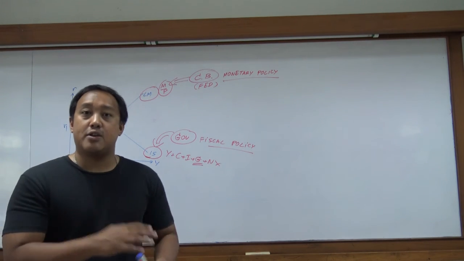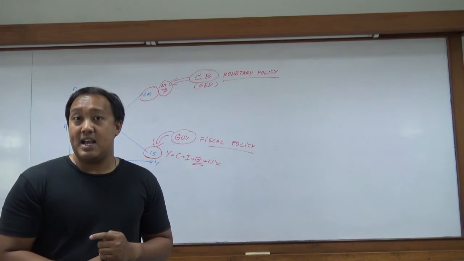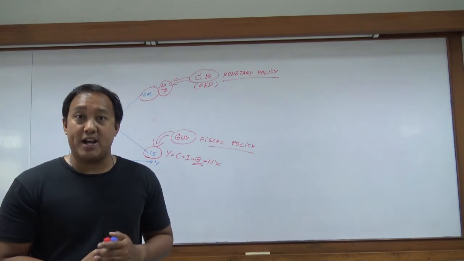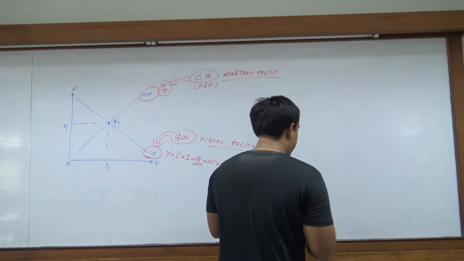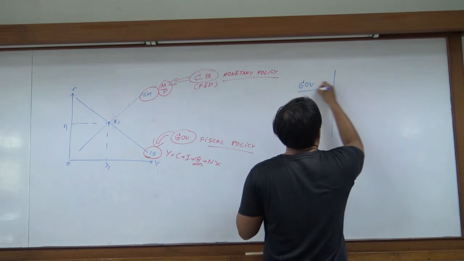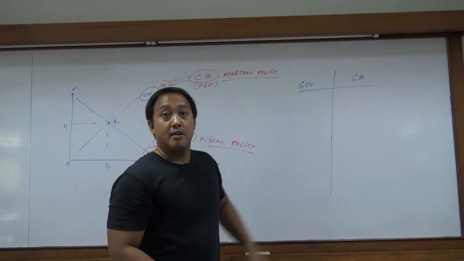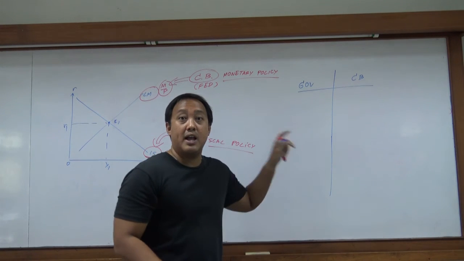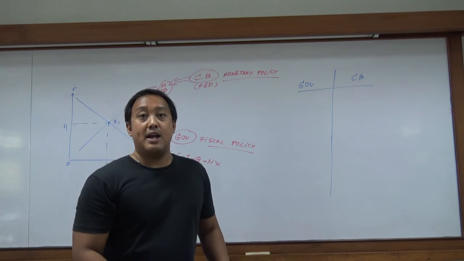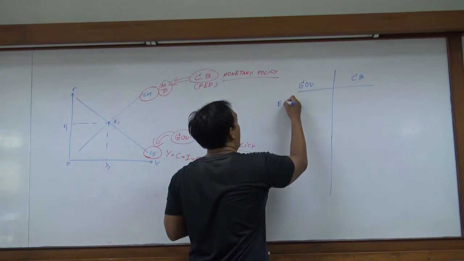So now in this topic, we're going to see the role of the government and the role of the central bank, and how they interact with each other. Normally, if I divide the role of the government and the role of the central bank in this table, the government has a responsibility to take care of economic growth.